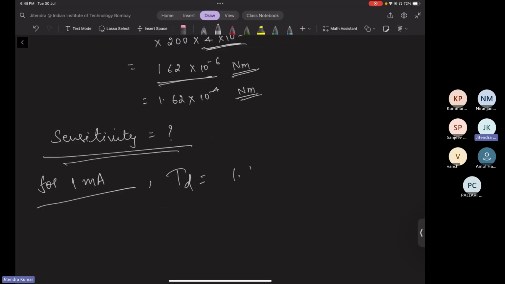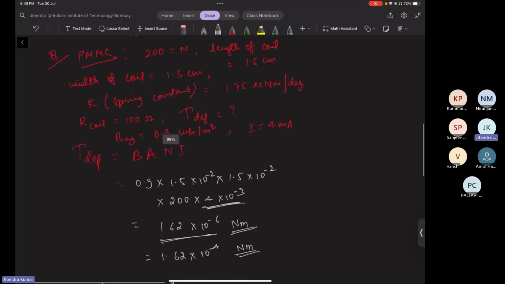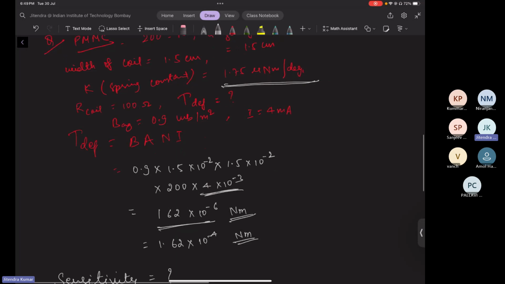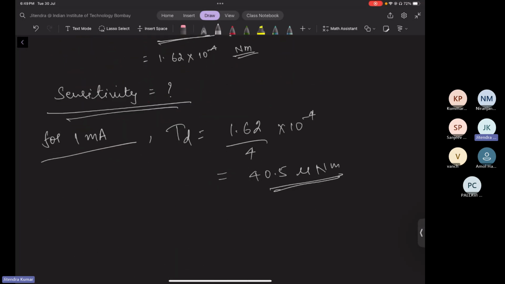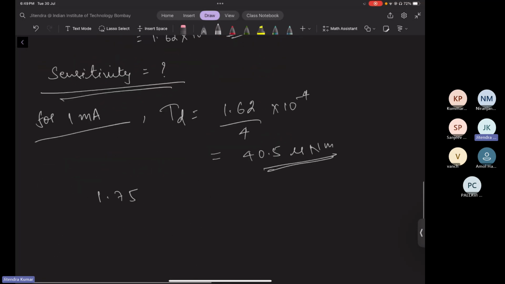So 1.62 divided by 4 into 10 raised to power minus 4. It will come out to be 40.5 micronewton meter. So this much is the deflecting torque for 1 milliampere. And we have another data, the spring constant. We want the answer in terms of degree, and the spring constant is in micronewton meter per degree, 1.75 micronewton meter per degree. So 1.75 into 10 raised to power minus 6 Newton meter per degree.